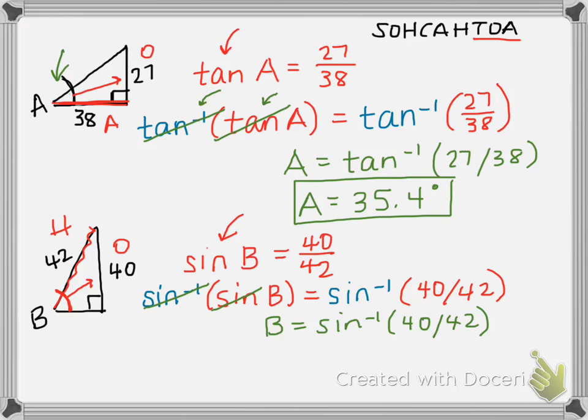Now, again, when you put that into your calculator, you will find that your angle measure of B is going to be 72.2 degrees. Always remember that we're in degree mode, so the measure of this angle B is 72.2 degrees.